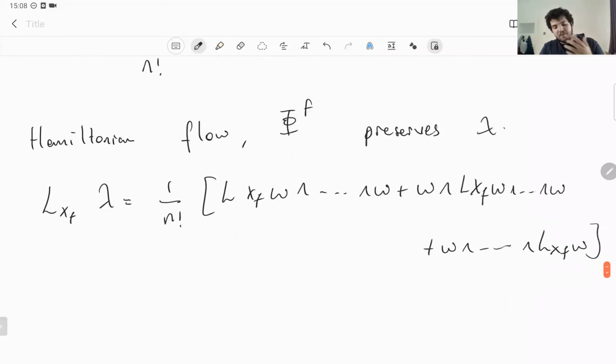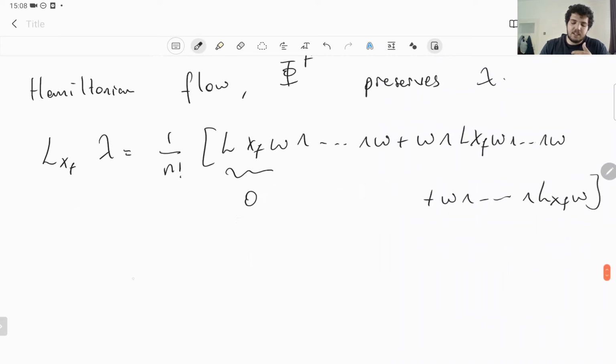Now we have to prove that the Lie derivative is 0 to prove that it's invariant, so that it preserves the volume form. But we know that the Hamiltonian vector field actually preserves omega, the form that we have. For it to preserve this form, the Lie derivative of it must be 0. So each component here is 0. Since each component here is 0, our final answer is again 0. So this proves the fact that our volume form is preserved in our phase space.